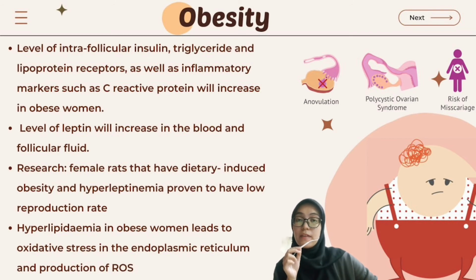In addition, the level of leptin also will increase in the blood and follicular fluid of obese women. Research has been done on female rats that have dietary-induced obesity and hyperleptinemia. It is proven that the reproduction rate of those obese female rats was decreased by 60%. Hyperlipidemia in obese women leads to oxidative stress in the endoplasmic reticulum as well as to the production of ROS, resulting in mitochondrial dysfunction and aging. Hence, weight control has become an important contributing factor to preserve fertility in women.